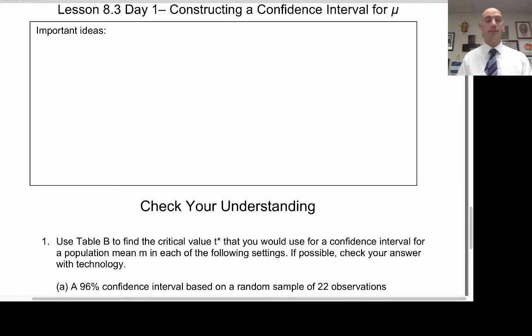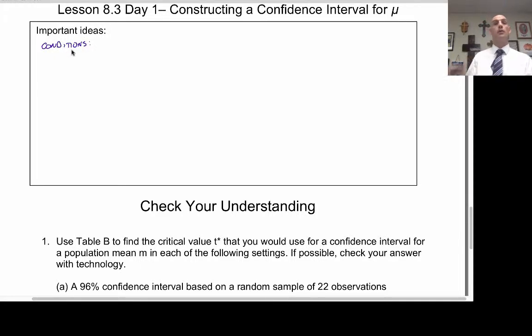Welcome back. Today we're going to talk about constructing a confidence interval for means. We've talked about constructing a confidence interval for proportions, but let's talk about constructing a confidence interval for means. Well, guess what? We've got conditions.